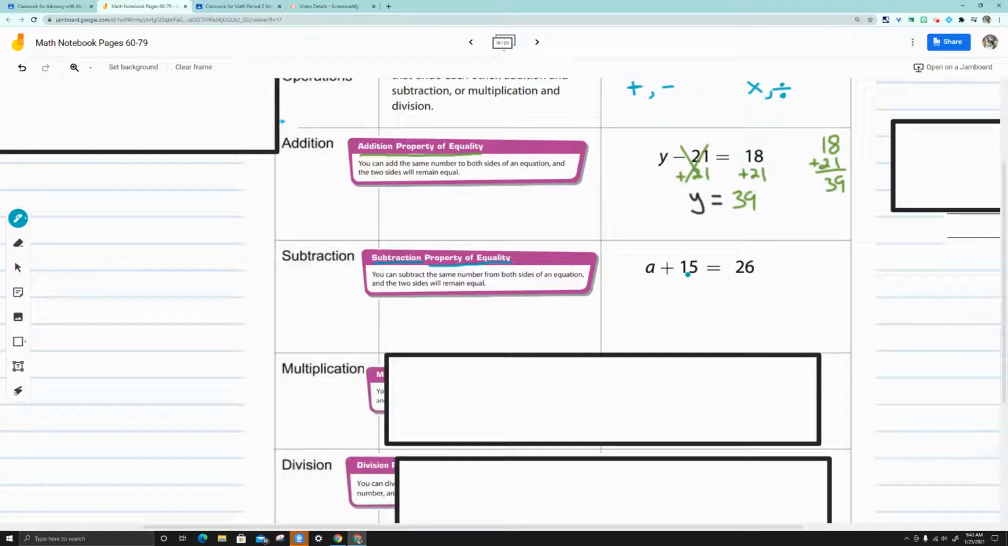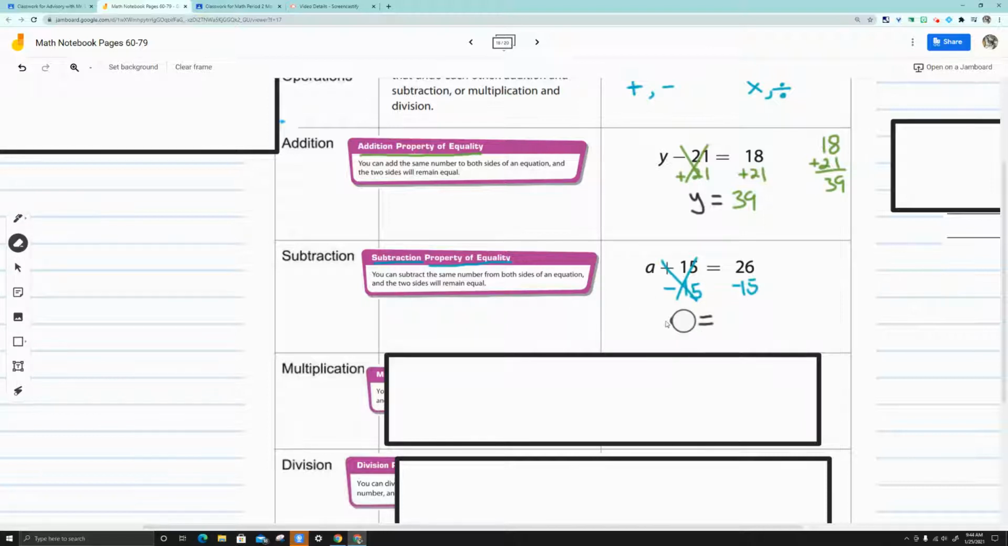So we have a plus 15 equals 26. I want to get this a by itself. That's my goal. If I can get a by itself, it's going to tell me what it equals. So I know the inverse operation of addition is subtraction. I'm going to subtract 15 from both sides of this equation. By doing that, 15 minus 15 equals 0. I can just cross that out. I'll have a left over on that side.